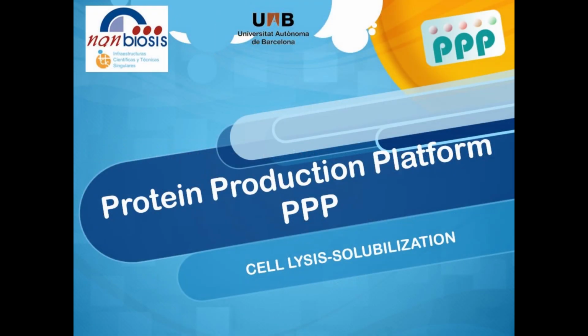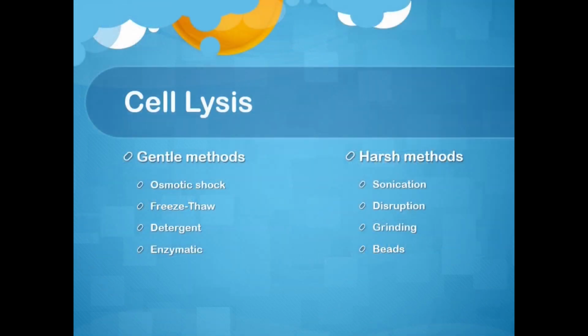Cell lysis and solubilization. To purify proteins that are not secreted to the extracellular medium, it's necessary to lyse the cells to take out proteins from the intracellular compartment. There are several methods of cell lysis with different efficiency depending also on the tissue and the cell type. Gentle methods for cells that break easily, such as osmotic shock, freeze-thaw cycles, detergents, enzymatic digestion. Harsh mechanical lysis such as sonication, disruption, grinding, beads, etc.